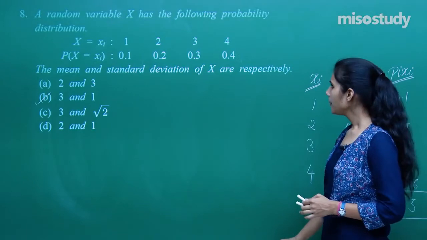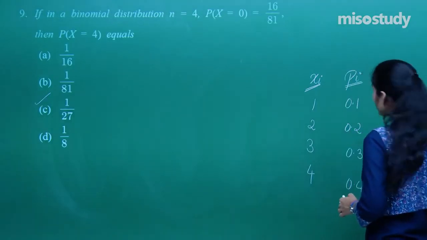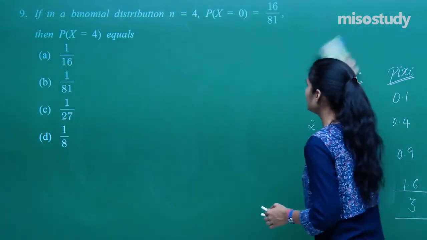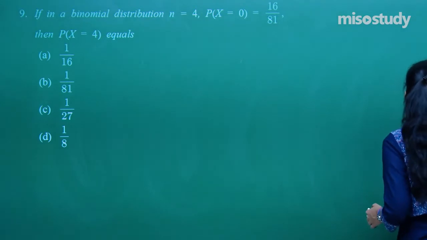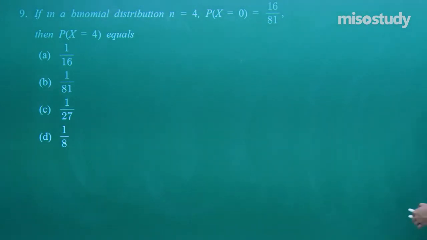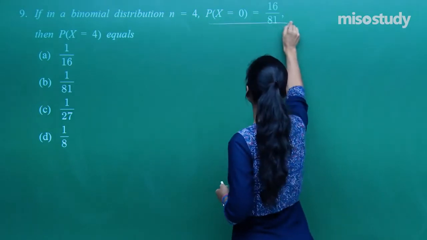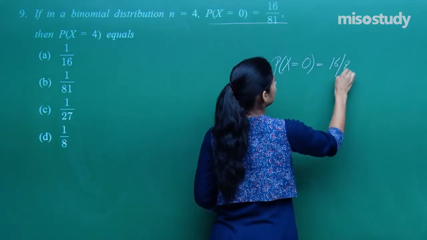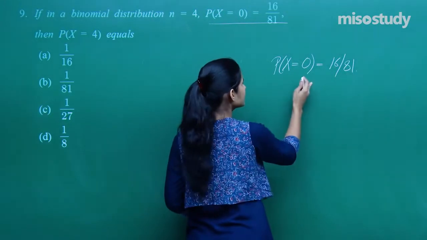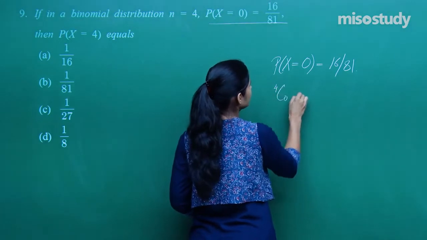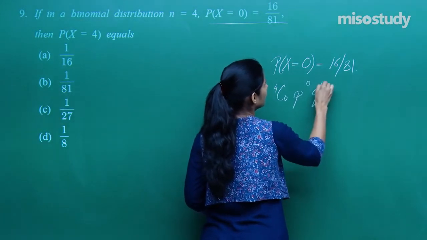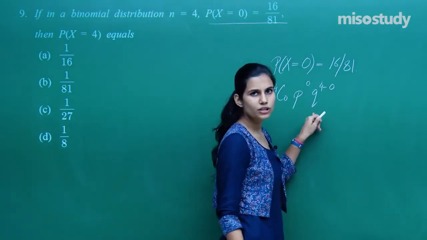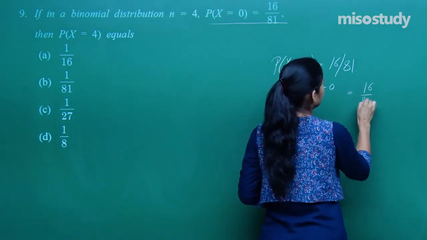Clear? Next you have question number 9. If in a binomial distribution n is 4 and probability of x equals 0 is 16 by 81, what is the probability that x is equal to 4? Let's see. Probability of x equals 0 is 16 by 81. n is 4, so this is 4C0, p to the power 0, q to the power 4 minus 0. The probability of success is small p and of failure is small q. This is 16 by 81.